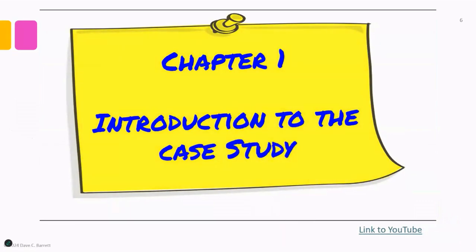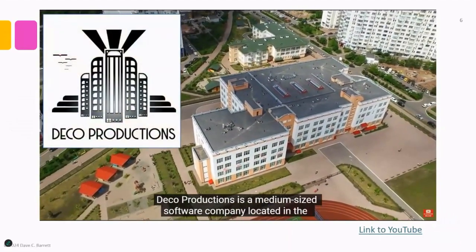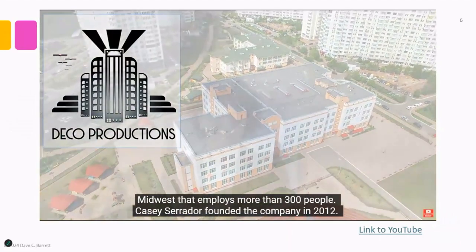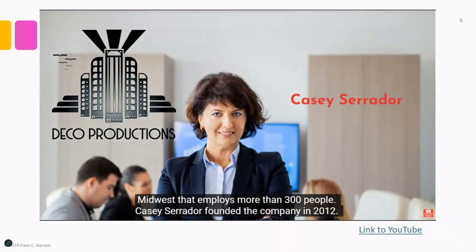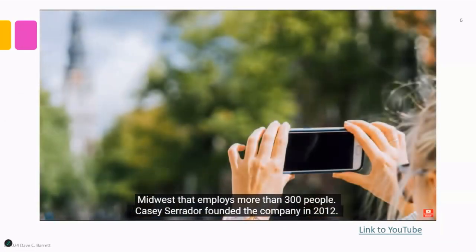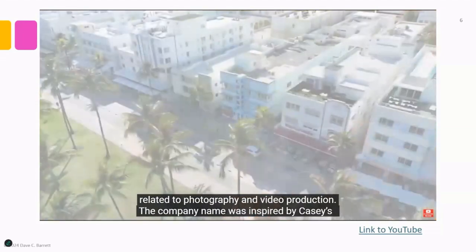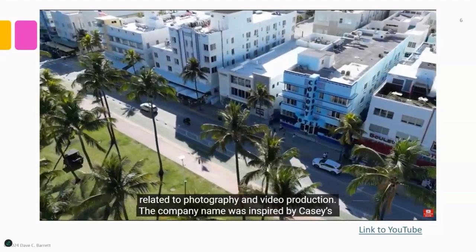Deco Productions is a medium-sized software company located in the Midwest that employs more than 300 people. Casey Serador founded the company in 2012. As an avid photographer, Casey guides the company in the development of software related to photography and video production. The company name was inspired by Casey's interest in the Art Deco period.